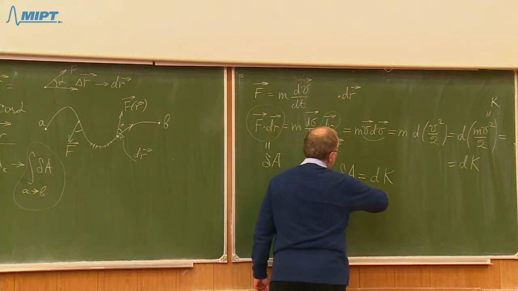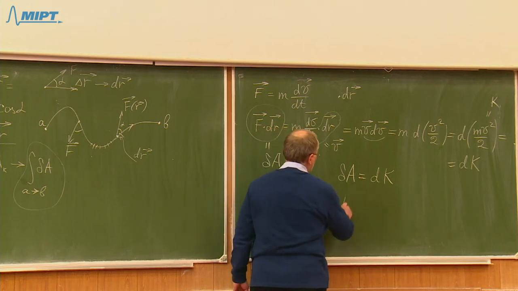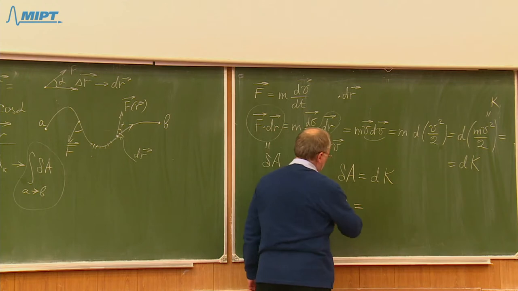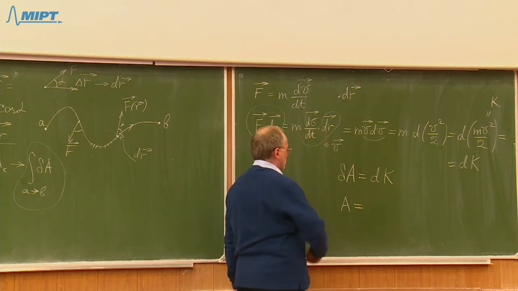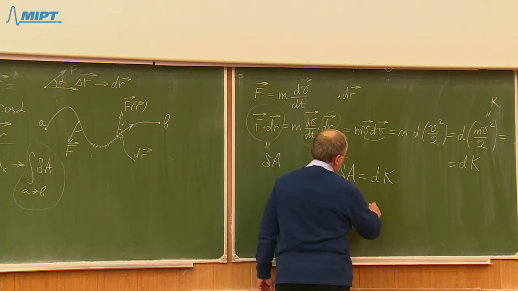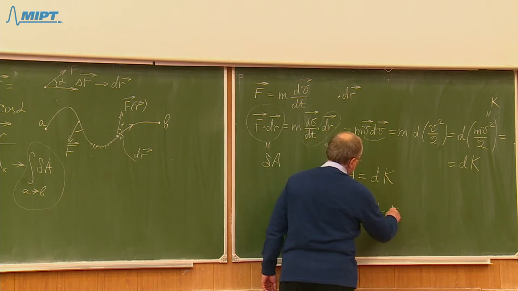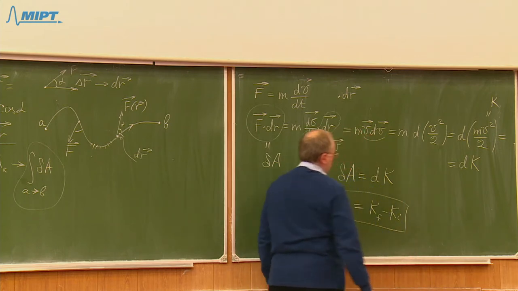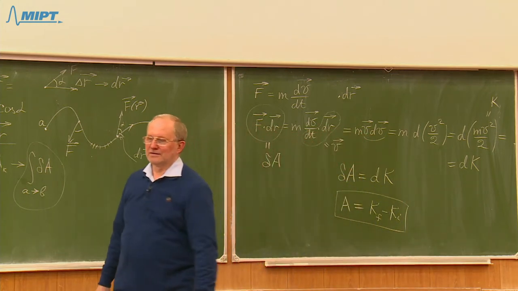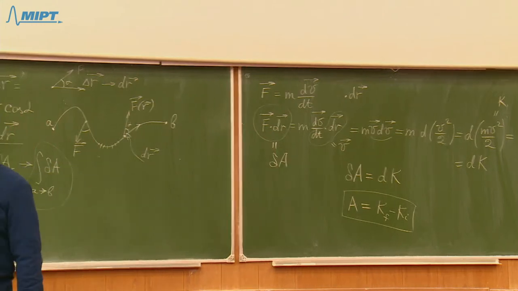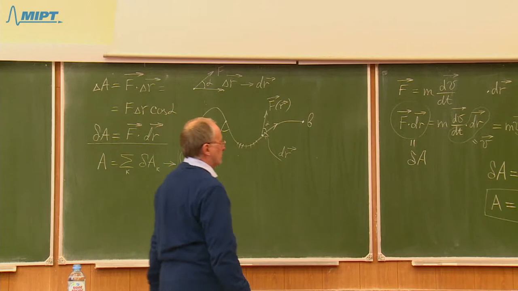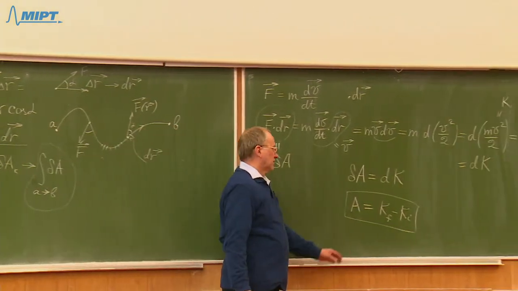And after integrating this expression, we will obtain that work performed on a particle during some time interval will be equal to the change of kinetic energy, final kinetic energy minus initial kinetic energy. That is the theorem on the change of kinetic energy of a material particle.